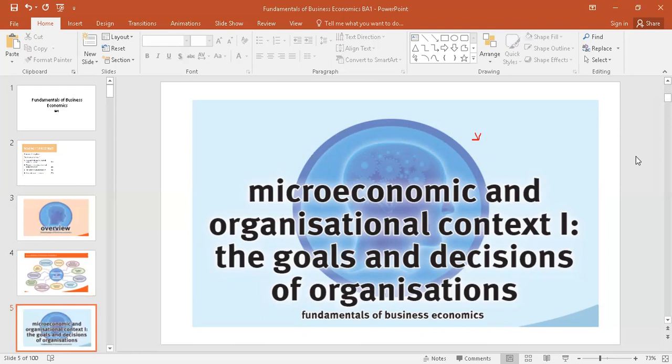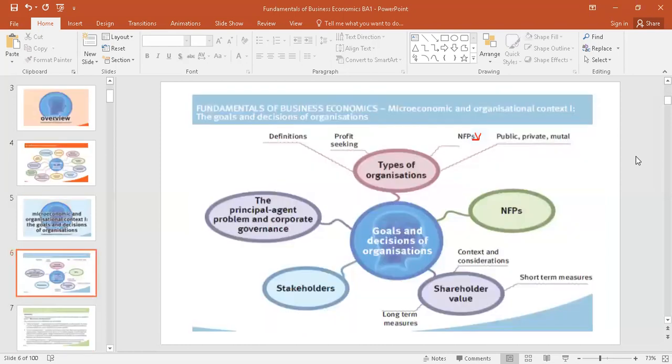So, microeconomic and organizational context. Okay, the first part of it has the goals and decisions of organizations. But first, we need to understand what the types of organizations are. So let's understand the different types of organizations.